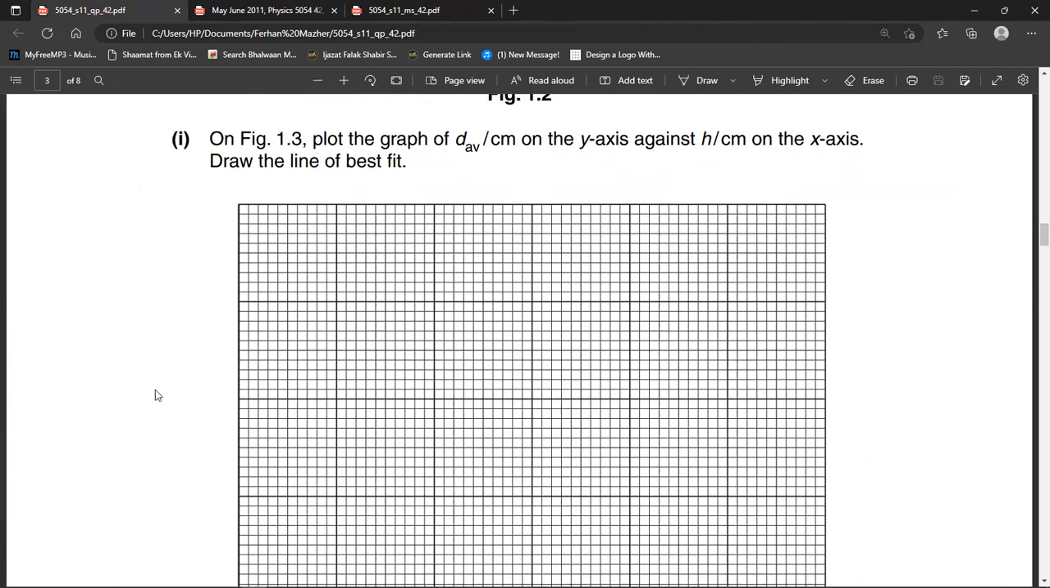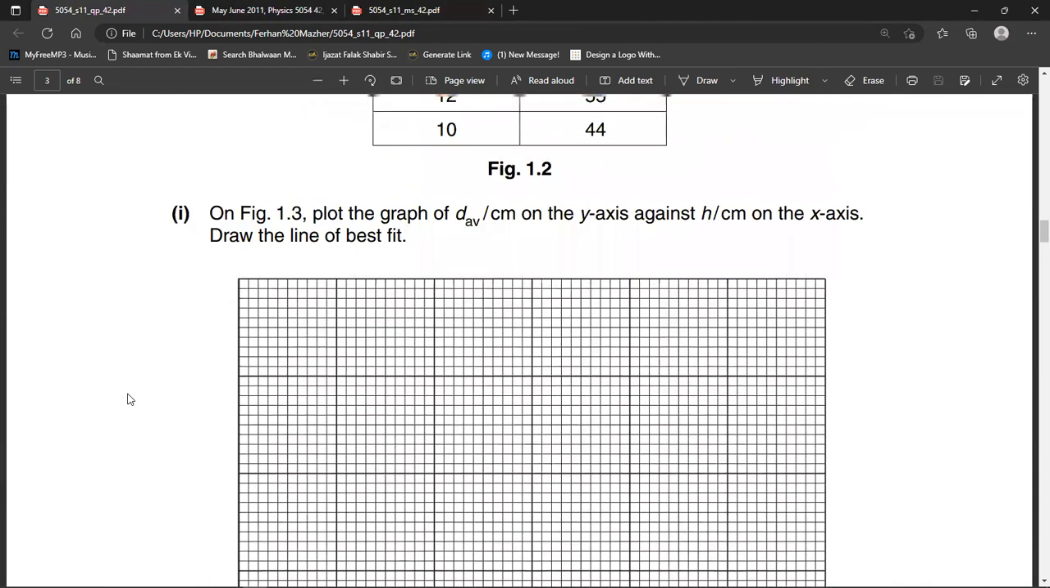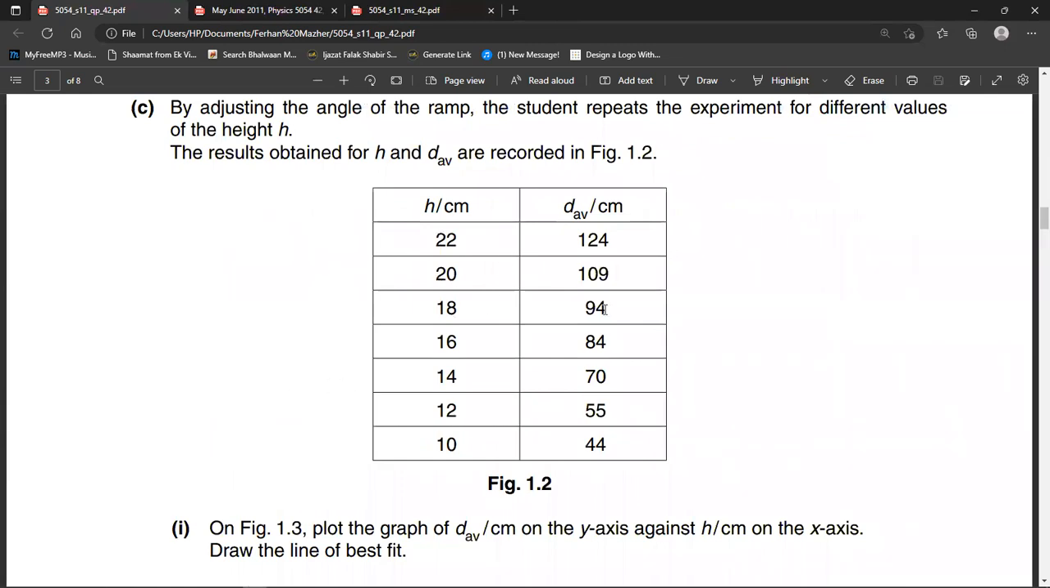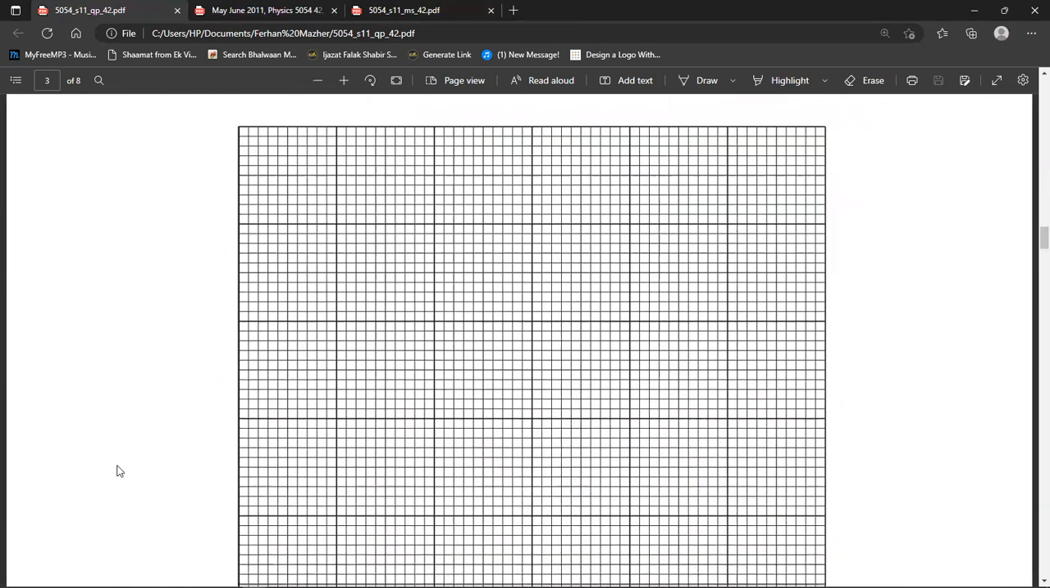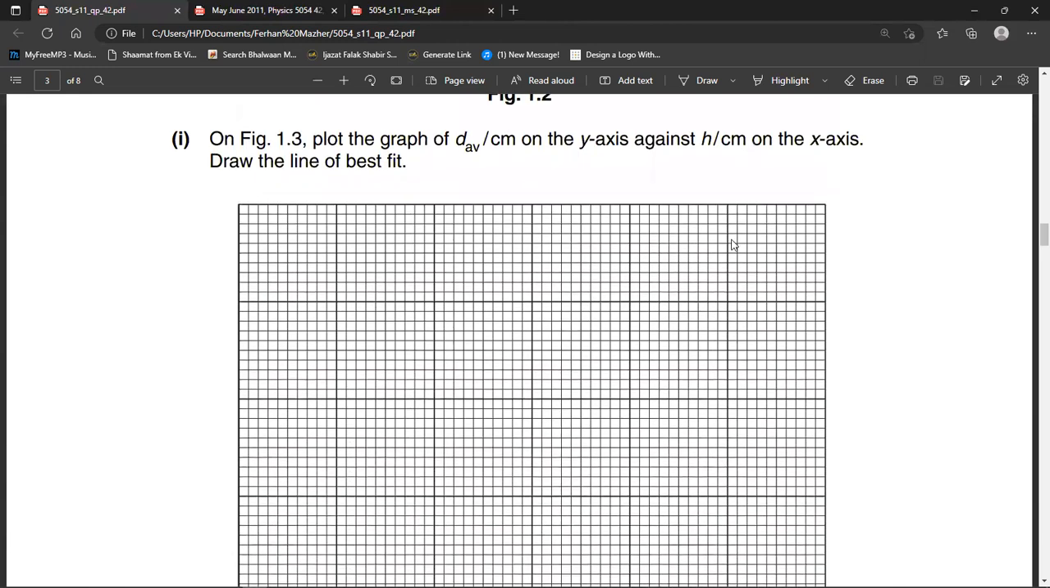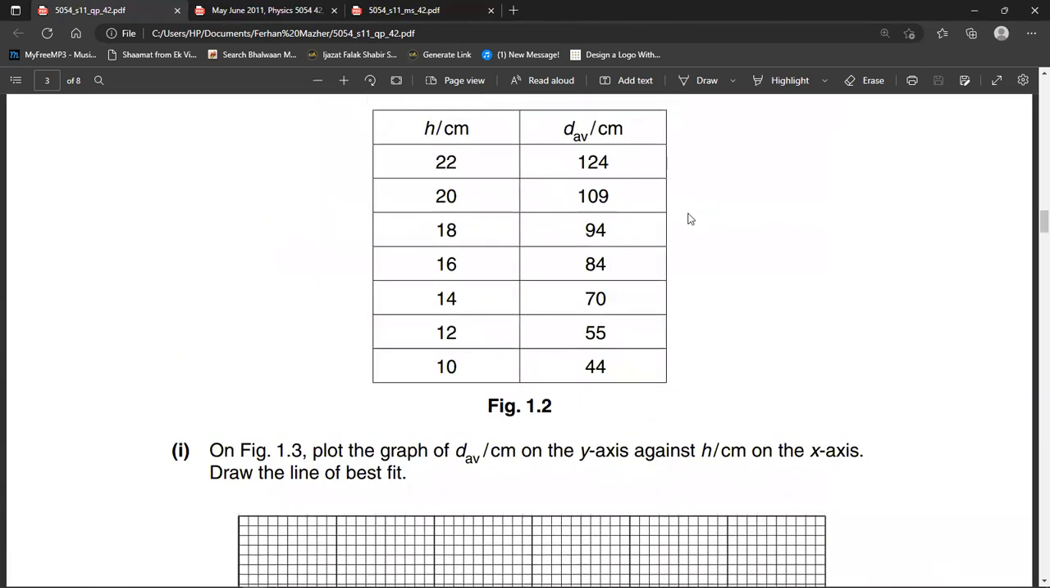On figure 1.3, plot the graph of the D average in centimeters on the y-axis. So the D value will be on the y-axis, and the H value will be on the x-axis. Your H value is maximum 22, and the D average value is going up to 124.